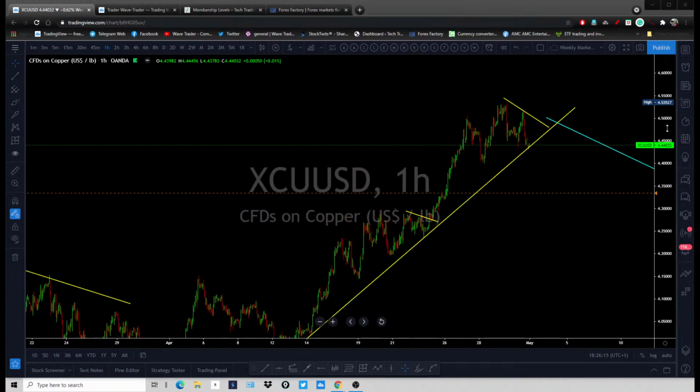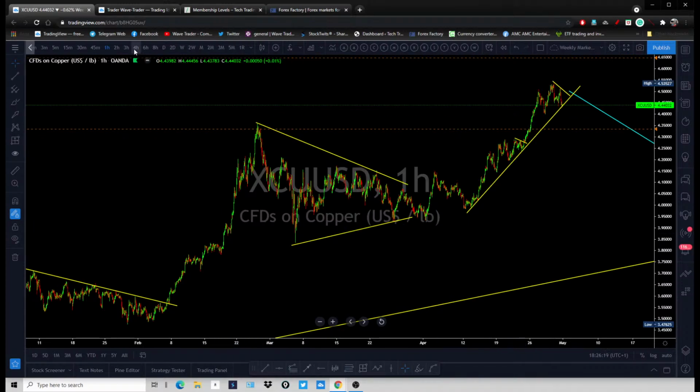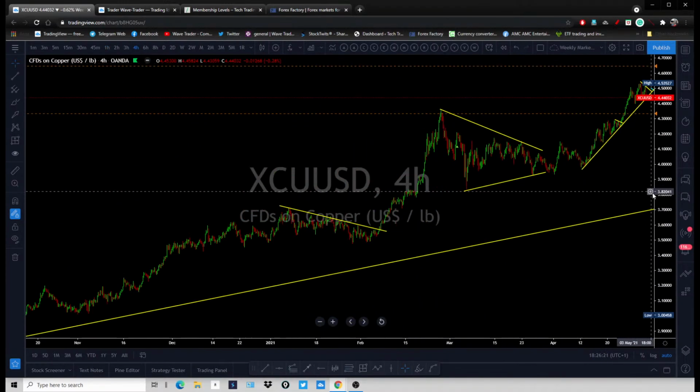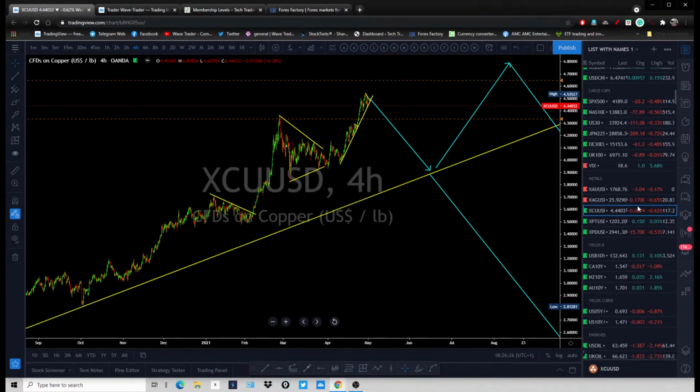I'll try my best. Once I see that their longer term reversal is going to come on these assets, I'll try my best to update you. But right now, wait and watch for an aggressive sell on them. All right.